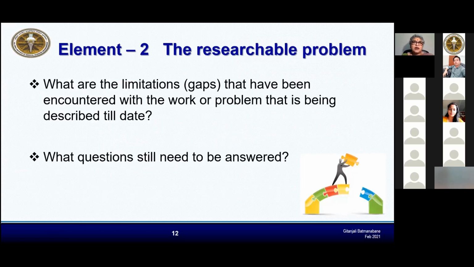That's your background. The second element is the researchable problem. So what are the limitations or gaps that you have encountered with the work or problem that is being described till date? So you have already read, you know what the gaps are, because you are trying to find out how to address those gaps. So this has to come in as the second element, that is the researchable questions. So what questions still need to be answered, that will go into your second element, the second part of the introduction.